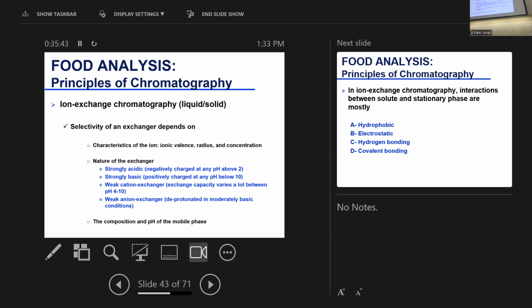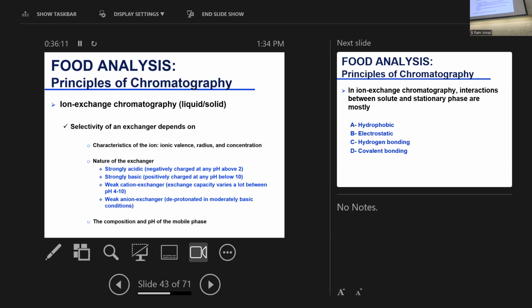So if you have a strong anion or strong cation exchanger, no matter how you change your pH, it won't impact the interaction of the compound, won't change anything. So these are used if you're just doing, like I said, separating charged from non-charged molecules, or positive from negatively charged molecules. But oftentimes this is not the case.